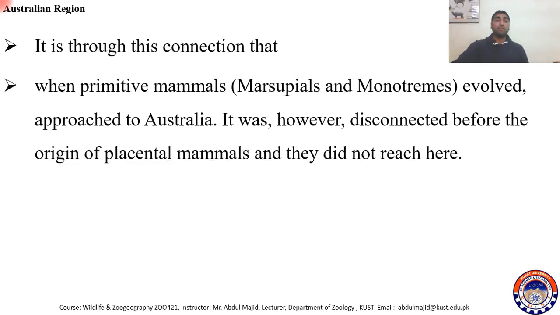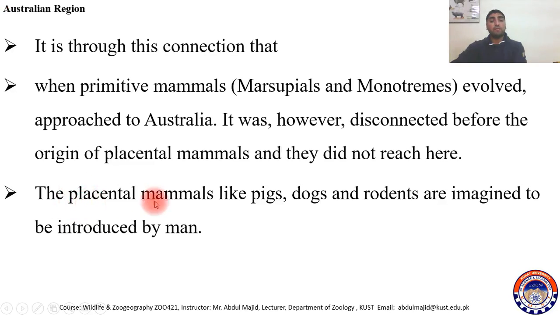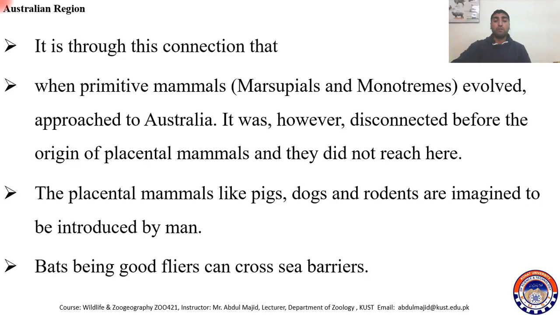So it is thought that this connection was lost before the evolution of the placental mammals, as I told you earlier. When primitive mammals, marsupials and monotremes evolved, they approached Australia because the bridge was there, but it became disconnected before the origination of placental mammals, so they were not able to reach there. The placental mammals you see in Australia today, like pigs, dogs, and rodents, were introduced by human beings, so they are not natural. Birds are good flyers, so they can cross sea barriers, and there is no problem for them.